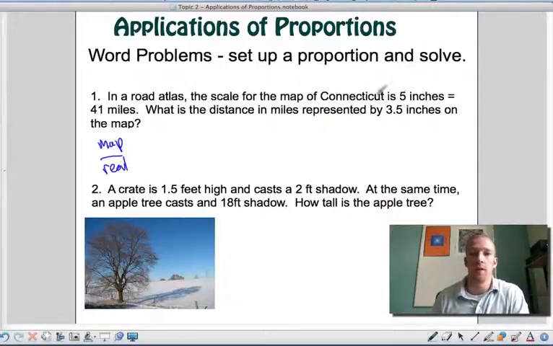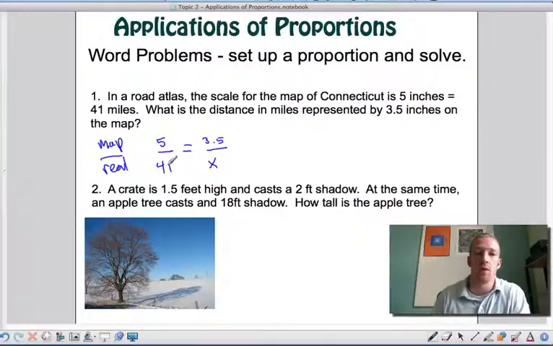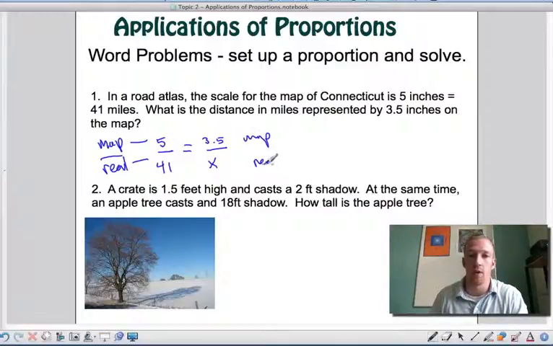So this map of Connecticut, we got 5 inches per 41 miles. Remember, when we compare, think fractions. And that's got to equal 3.5 inches over something. All right, so both times it's the map distance over the real distance. That's what I mean by having the same things on top and bottom, right? Map and real, and this is for the map and the real.